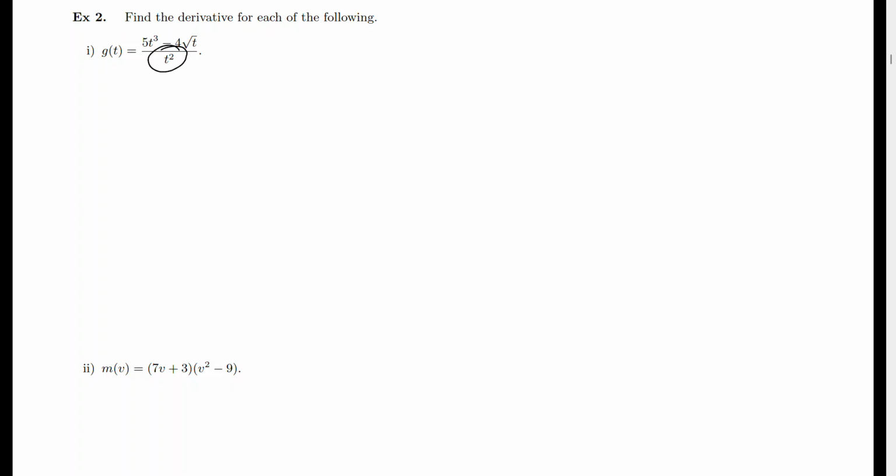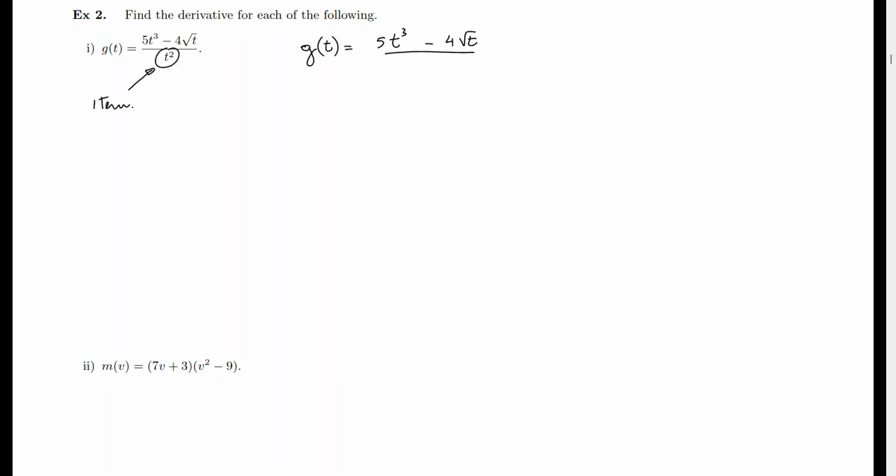So in this problem, example 2, we have some variables in the denominator and we have to deal with that. So for problem number 2, it says find the derivative again, but this time the expressions given to us are slightly more complicated.